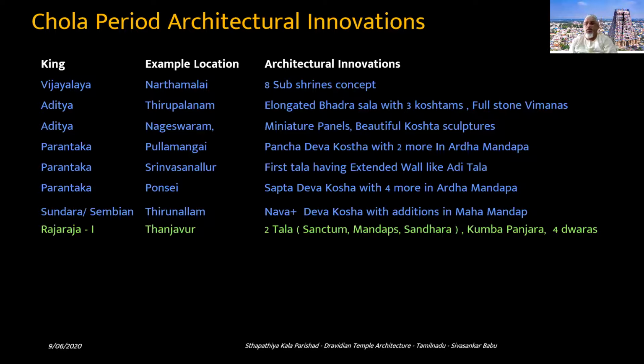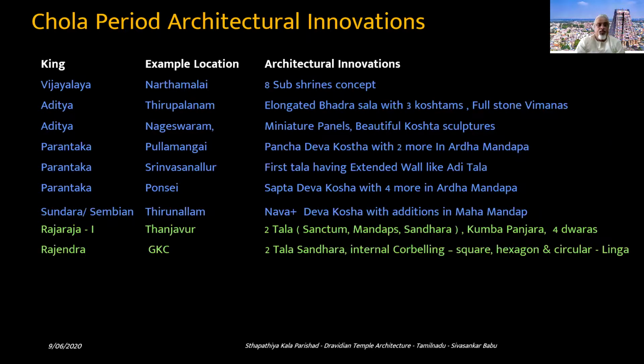Then the grandest innovation comes in the Rajaraja period. He has done a lot of small temples and medium temples, but the pinnacle is Tanjavur, where he tries the 2 tala. The entire temple is a double temple: 2 tala sanctum, all the mandapas in 2 talas, and we have Santaras in 2 talas. We will see that in detail. Kumbha Panjaras, and then four openings in the temple. These are the innovations which he tried in the big temple.